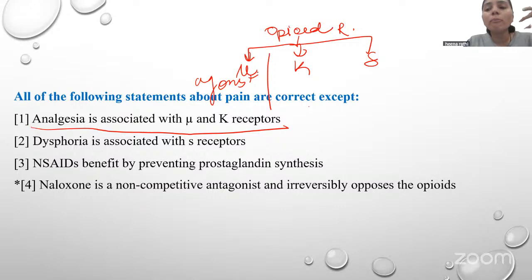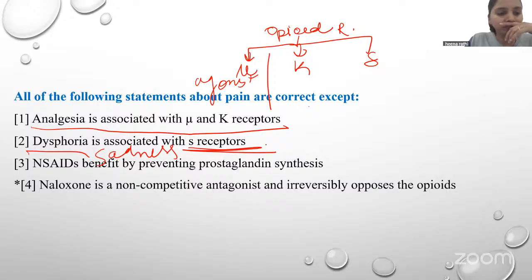But there are some complex opioids also which are going to have the agonistic and antagonistic effect, meaning it is going to have the agonistic effect on mu. It can have the antagonistic effect on the kappa as well. So they are complex opioids. So analgesia is associated with the mu and the kappa receptors. Yes, it is right. Dysphoria is associated with the delta receptor. Dysphoria means when the person is unhappy, sad, the feeling of sadness. So yes, it is associated with those receptors.